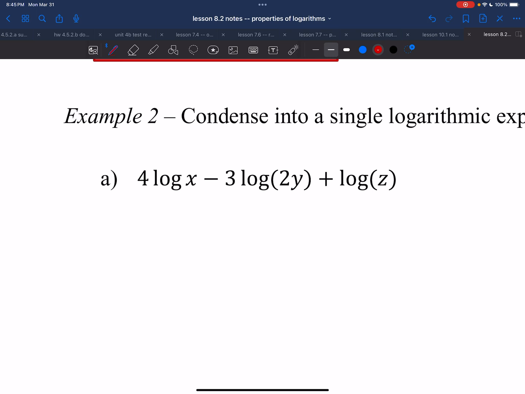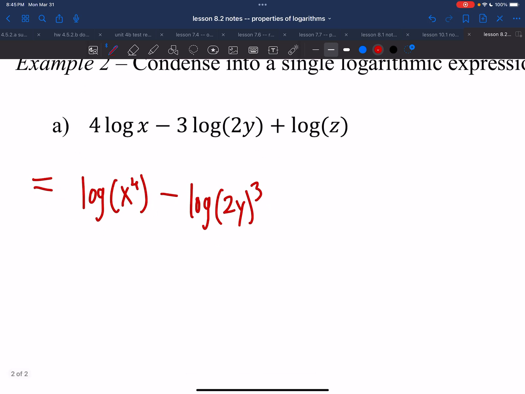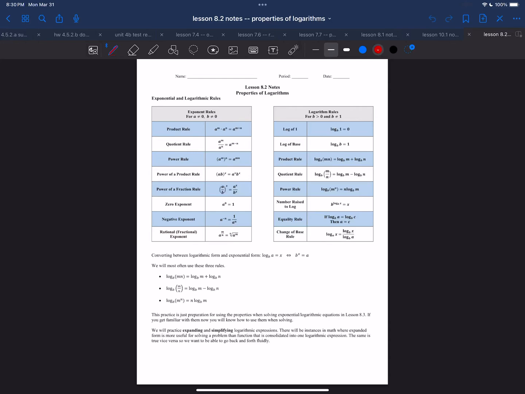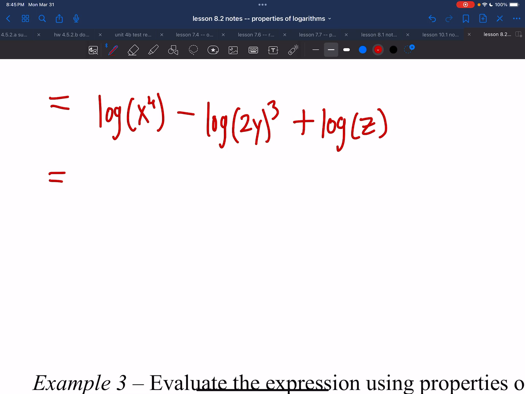So for log x, this is going to become log x to the 4th because of the power rule. Same situation with 3 log of 2y. This is going to be log of 2y cubed. So the cube is actually going on both 2 and y multiplied. And then log z is just log z, so we're not going to do anything with that. Do note here that the 2y cubed, that cube applies to both.